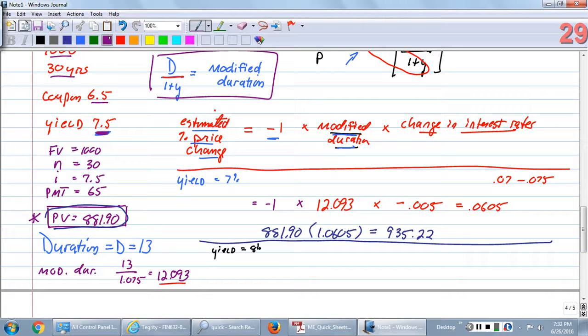Well, let's plug it in again. -1 times modified duration times the change in yield. This time the yield went up, so it's going to be positive 0.005. It went up 0.5%. And so this is going to be the same outcome, isn't it? Except it's going to be negative 0.0605. So our bond had been worth $881.90. Now it's going to be 1 minus 0.0605.